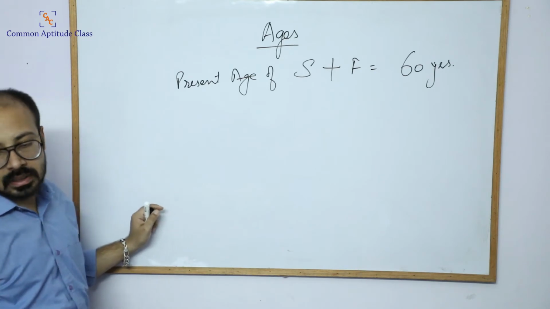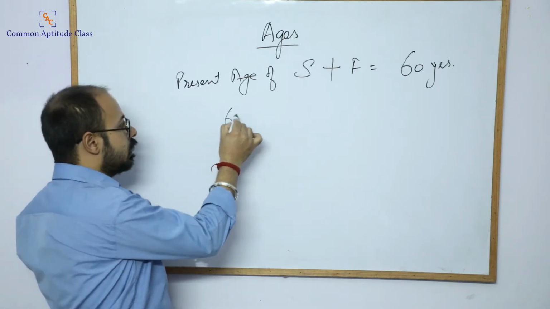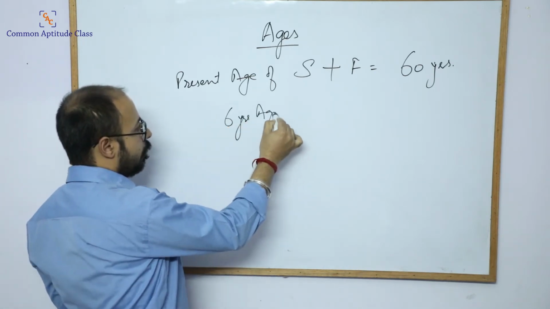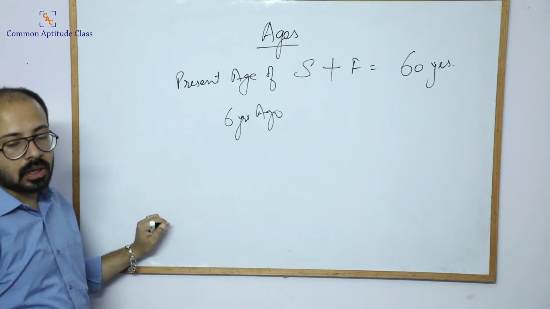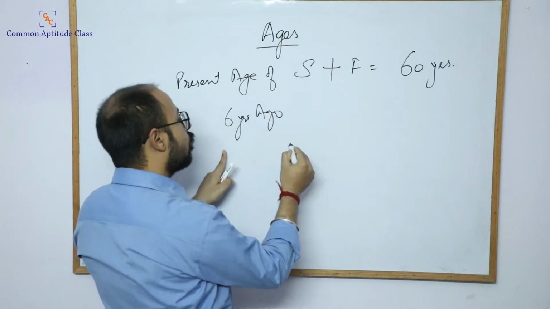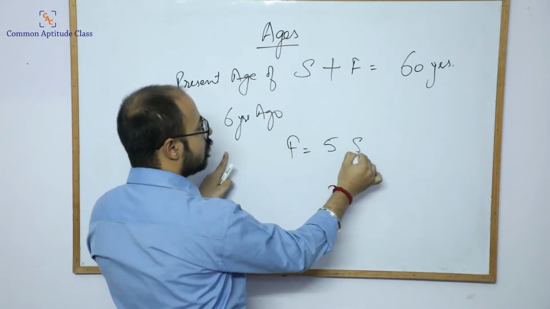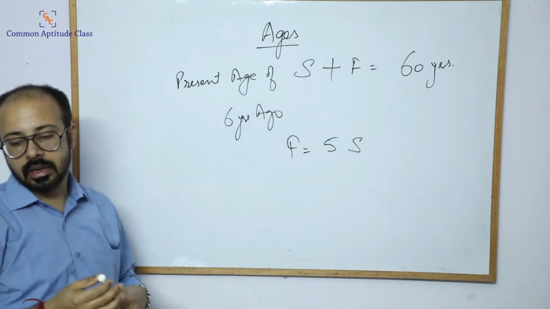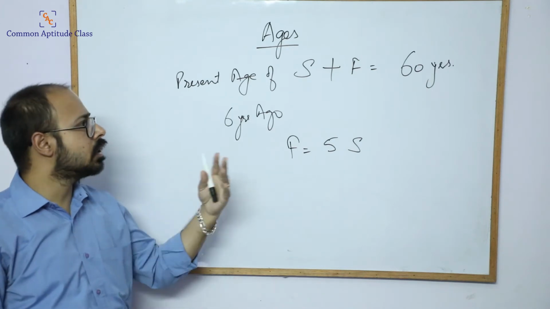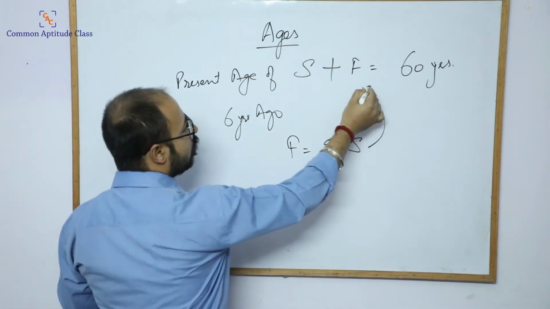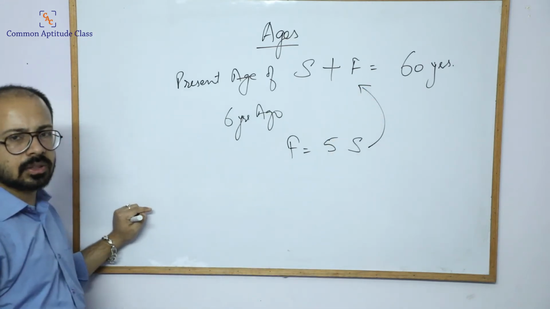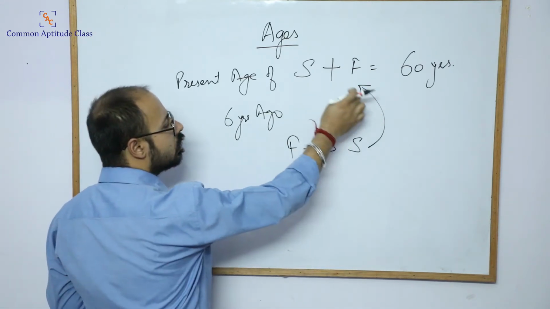Now, 6 years ago, the father's age was 5 times the age of his son. So how will you solve it? If they are asking for the son's present age, past age, anything, I can replace this value here and solve it. Easiest way. This is the way how they are doing it.